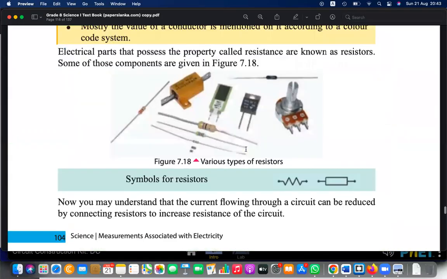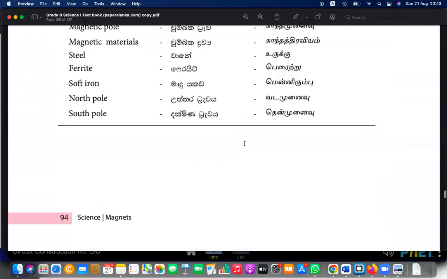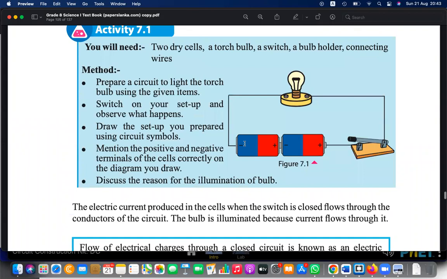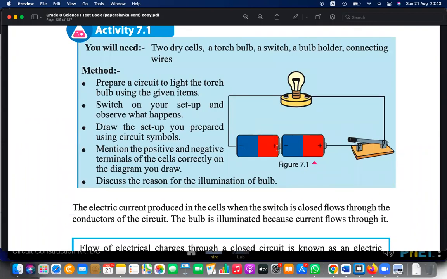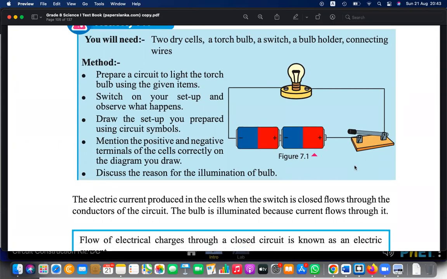Okay, the first thing here that we are going to measure is under the electricity. You can see here there are 2 batteries and a bulb and a switch. This is a simple circuit which will light up a bulb when you turn on the switch. So what will actually happen? Let's learn the science behind this.